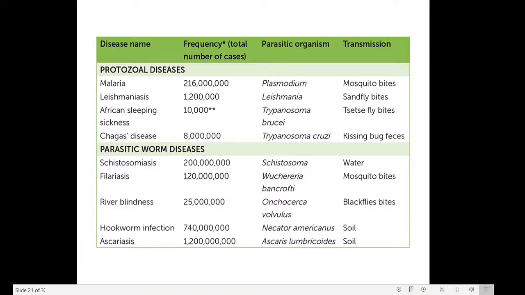African sleeping sickness is caused by Trypanosoma, and Chagas disease is produced by Trypanosoma cruzi. These are all produced by microbes and parasitic microorganisms. These are protozoan diseases.